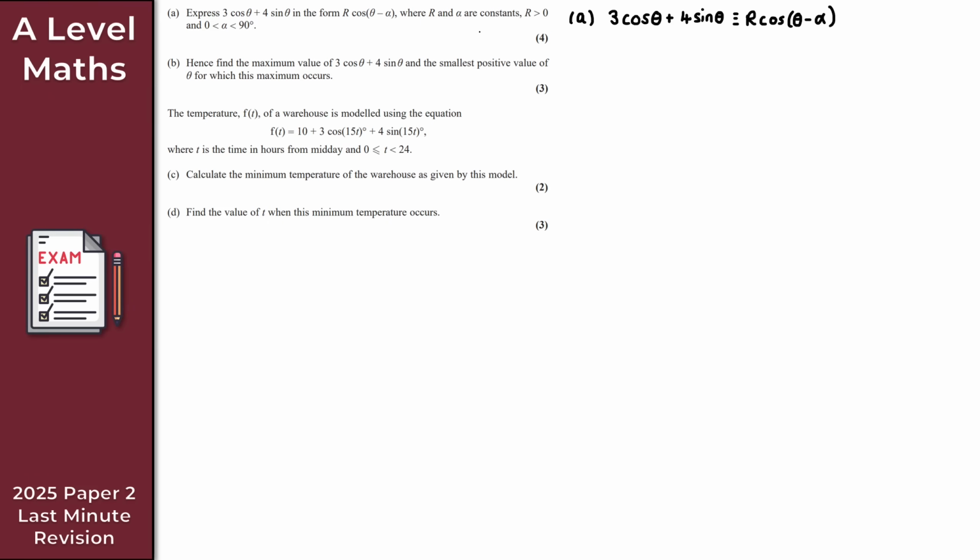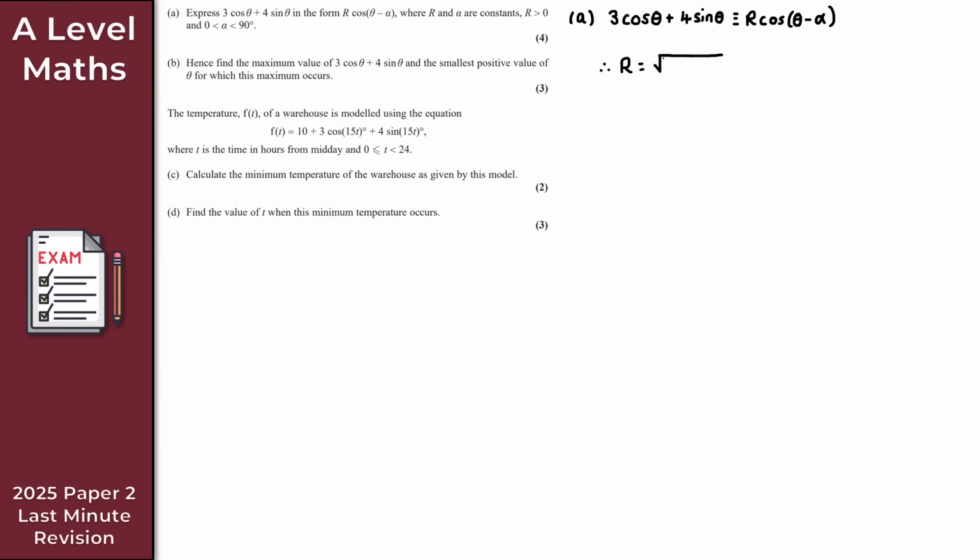So r and alpha are constants, r is strictly greater than 0, and alpha is between 0 and 90 degrees. So where do we begin? There are 2 ways to go about this. Some people like to use the compound angle formula for cos of a minus b, where a is theta and b is alpha. You list that out, compare coefficients, and go from there to obtain alpha and r. You can do that, however I think that is a little unnecessary, because this is just a straightforward application of the harmonic identities. So don't forget them.